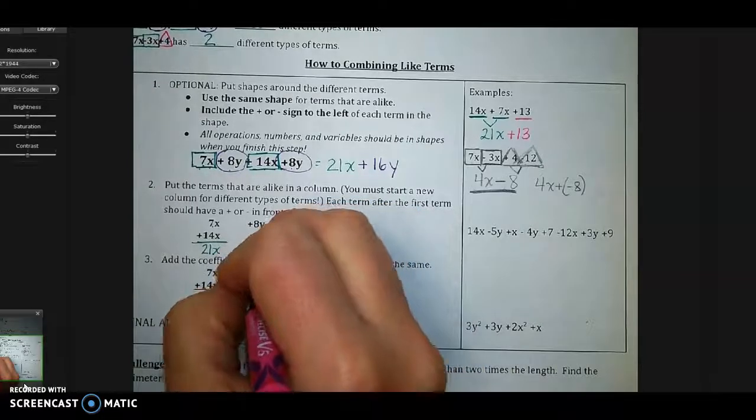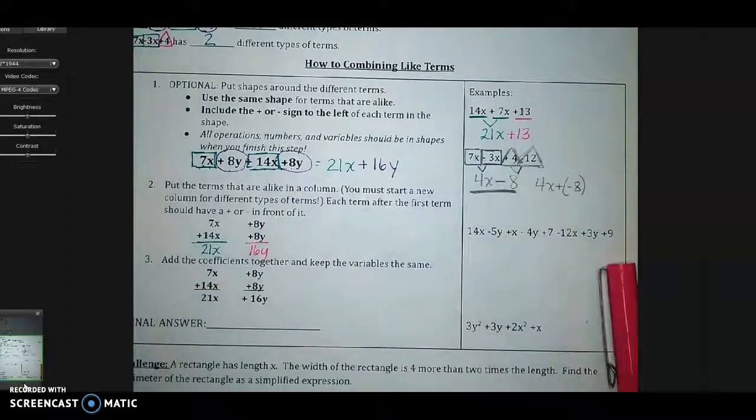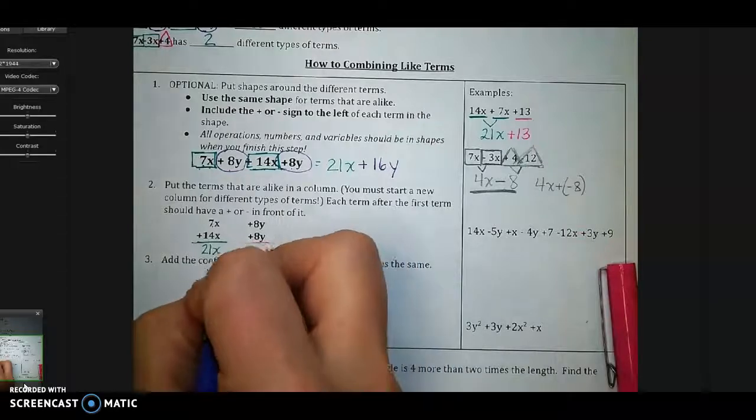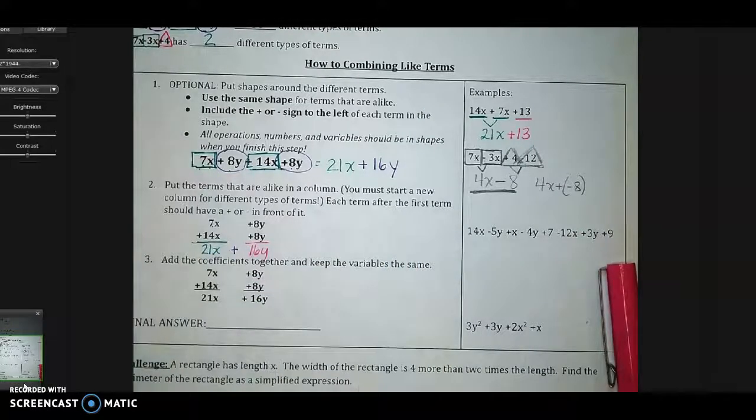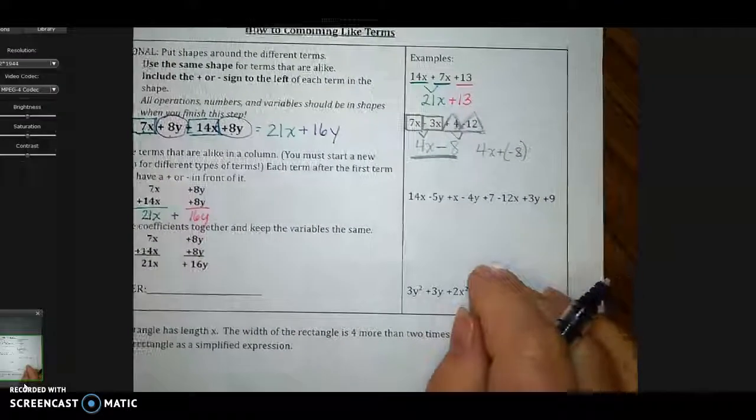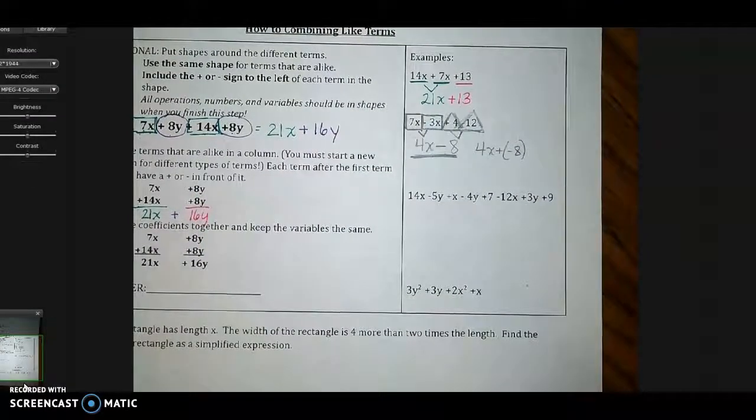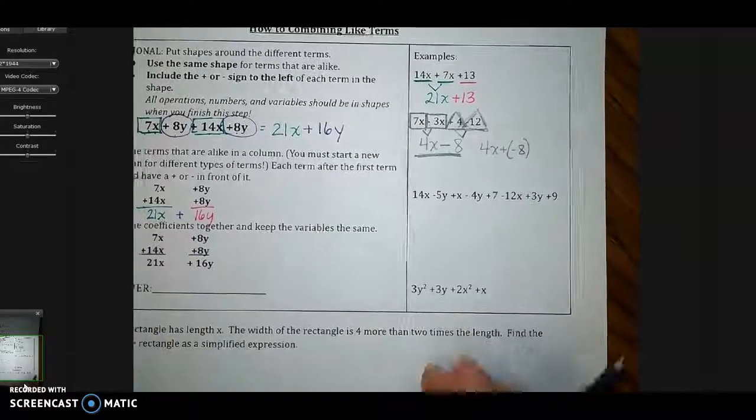I could see that this is a positive 16y. I just did that in the wrong color. Sorry about that for my color people. And because it's positive, I'm going to be adding them together. I'm going to go back. I'm a color person, and I also do shapes. So I do kind of both.